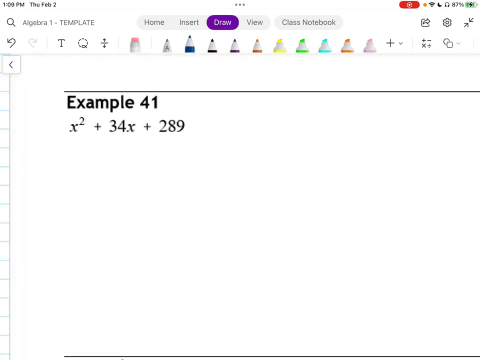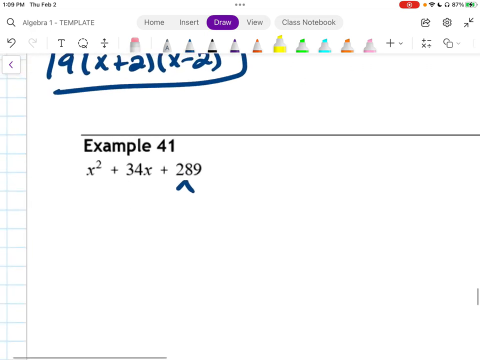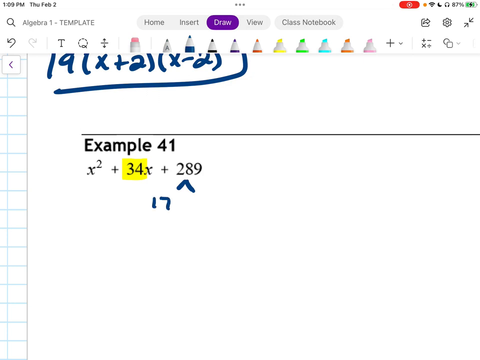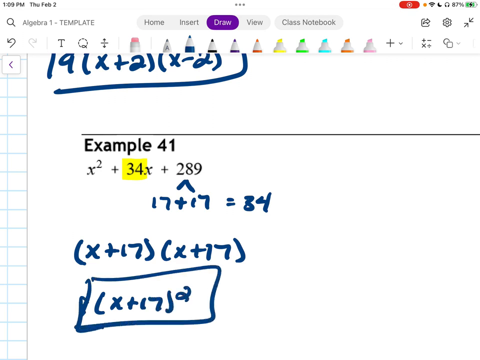Example 41. All right, looking for things that multiply. Because the last ones had duplicates, the 21s, I'm wondering if I need to look at duplicates going into 34. So what would that be? 15, 16, 17 maybe? Is it 17 times 17? Oh, it is 17 and 17. So this is going to be x plus 17, x plus 17, right? 17 plus 17 is 34. And then we want to list this guy as squared, so it'll be x plus 17 squared. And there we are.